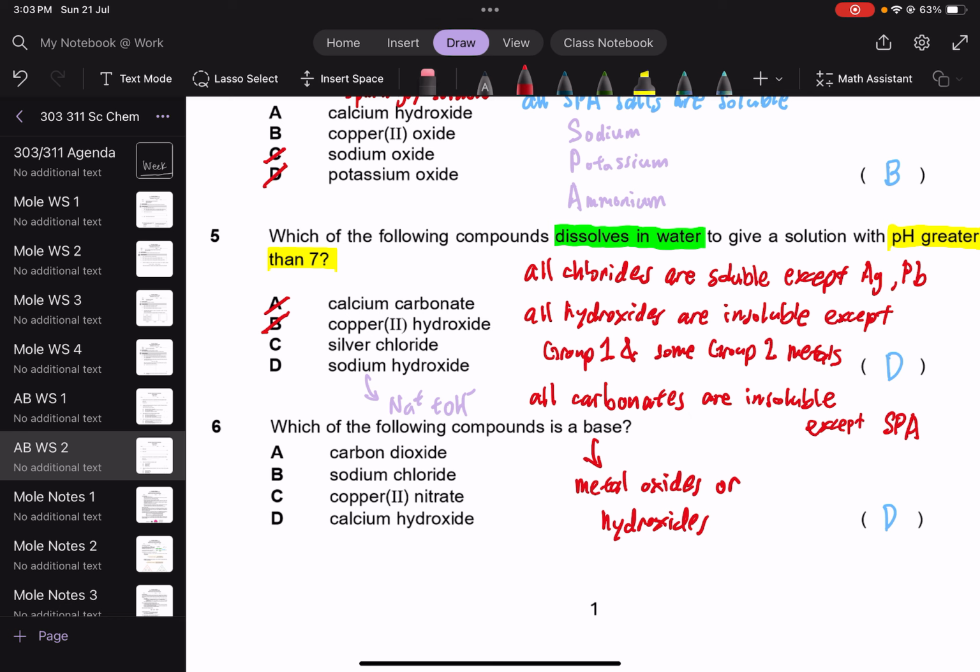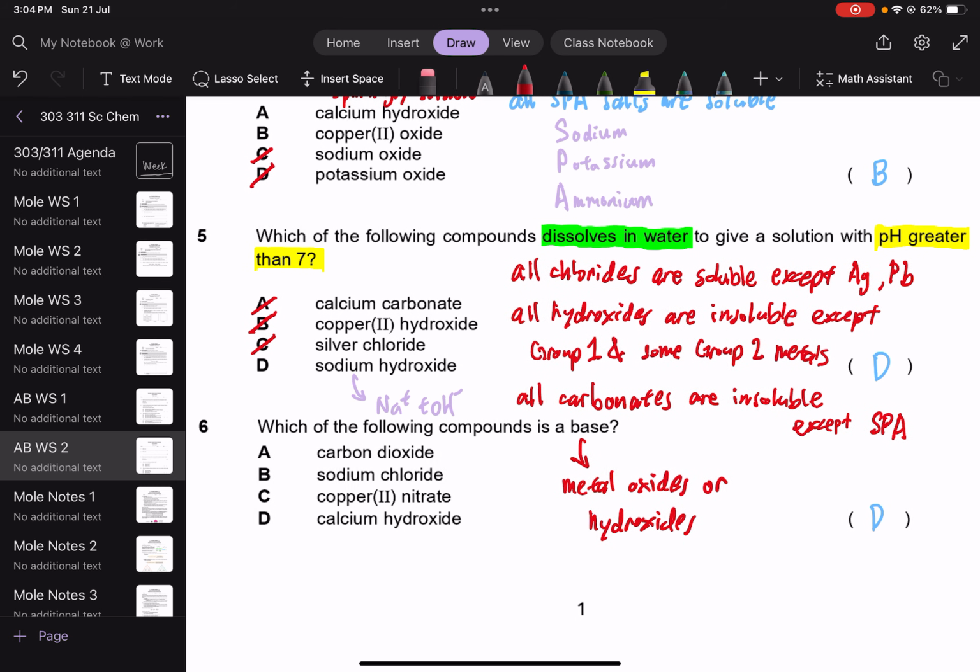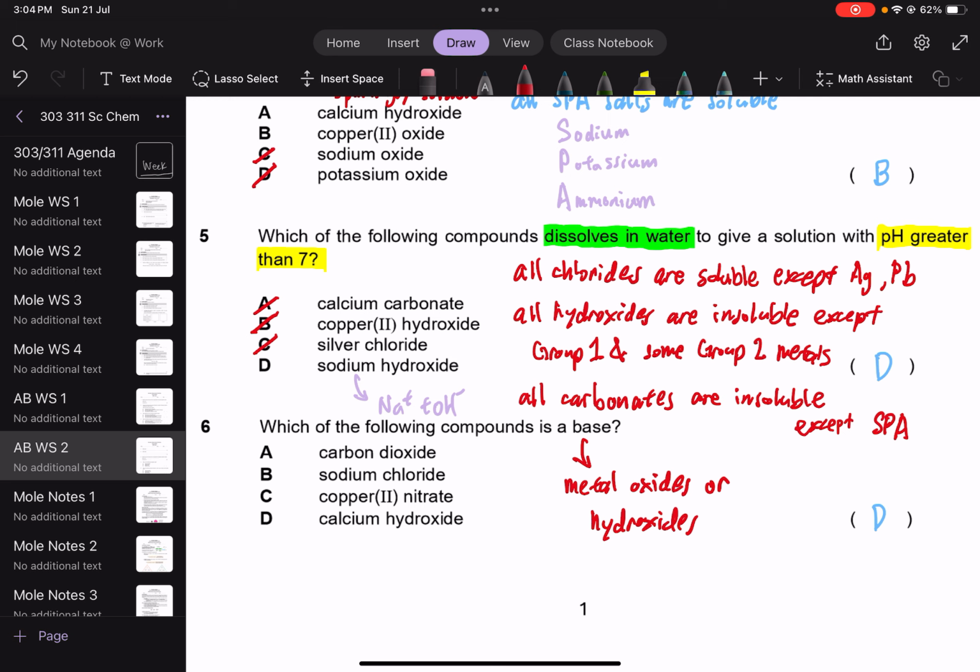Next, all chlorides are soluble except for silver and lead 2 chloride. So similarly, option C is also out. This leaves us with option D, sodium hydroxide. Sodium hydroxide is soluble in water because sodium is from group 1 and all group 1 metals are soluble. Similarly, sodium hydroxide is able to ionize completely in water to form Na+ and OH- ions. And this OH- ion is responsible for the alkalinity of the solution and is able to form an alkaline solution with pH greater than 7. Hence, the answer to question 5 is D.